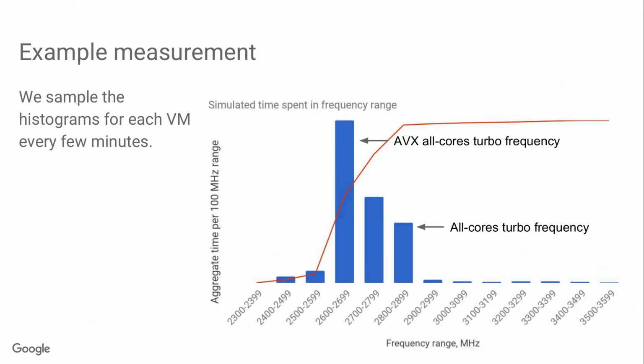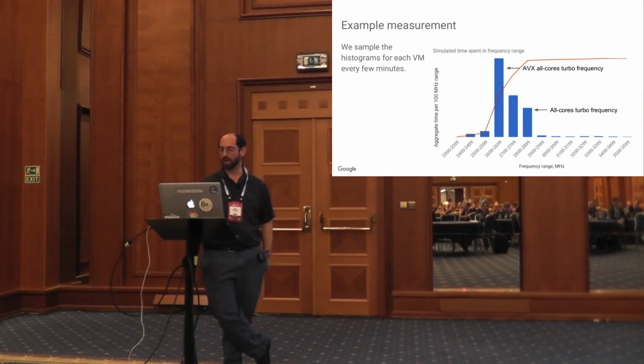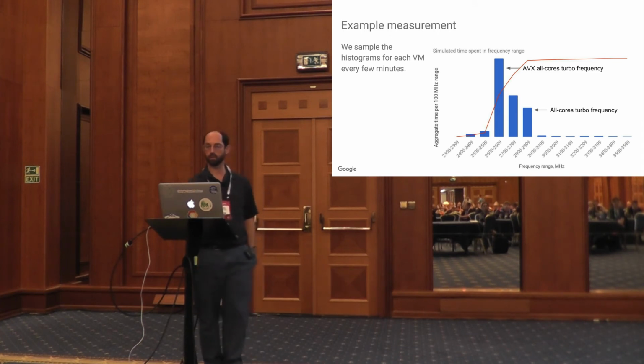So this is an example measurement, somewhat simulated, so I didn't have to put real numbers in here. If we look at the histogram buckets, we see a little bit of weight out on the right where the highest frequency is, which we can only reach when there are 1 or 2 cores running. And then as we get to the all cores frequency at 2800 to 2899, there's a decent amount of weight at that one and the bucket below.